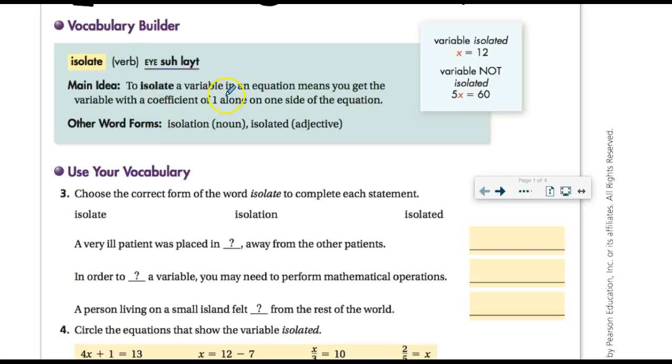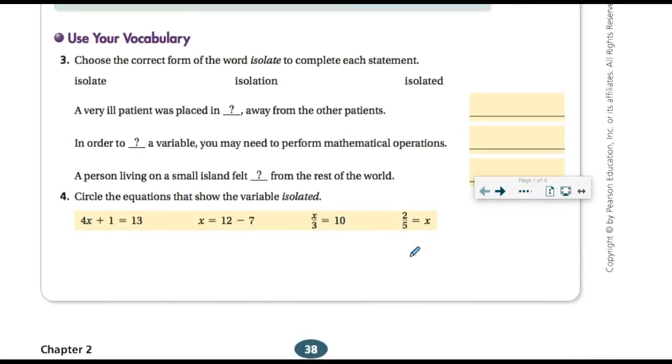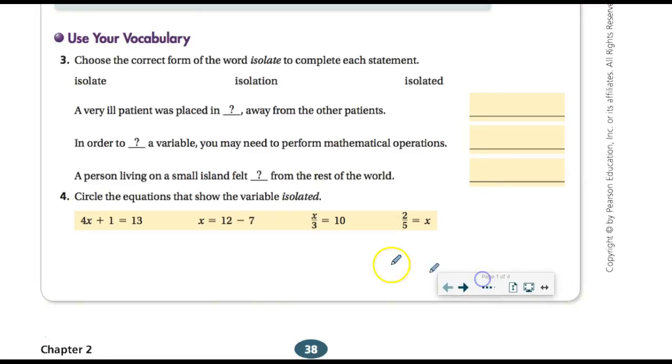So again, isolate the variable means get the variable alone or by itself. Isolation and isolated are the 2 other forms of the word that we're going to use. So to make sure that we have an understanding of the vocabulary, we are going to concentrate on problem number 3, which is filling in these 3 blanks here with the correct form of isolate. And I would also like you to try this by yourself and pause the video while you're working and then resume when you're ready to check your answers.